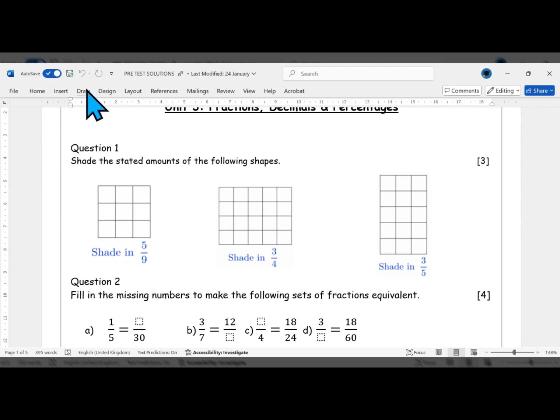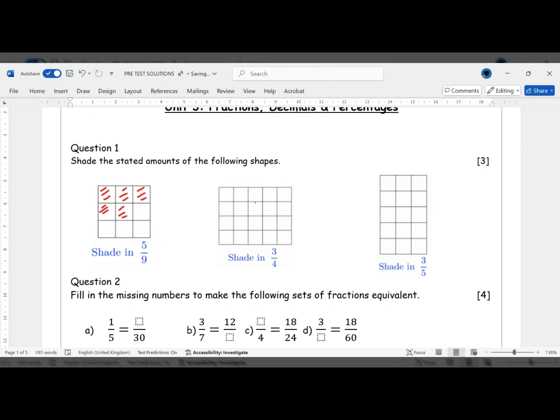Let's get my pen ready and start with shade the stated amounts of the following shape. So the reason the first one is quite a nice one is because we're shading in 5 out of every 9 squares. There are only 9 squares in here, so we're just shading 5 of them. 3, 4, 5. Compared to here, where we're shading in 3 of every 4 squares.